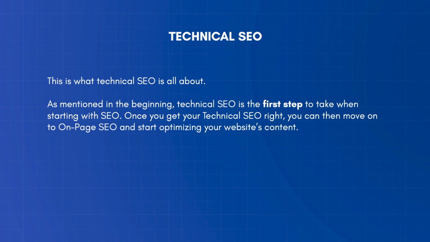As mentioned in the beginning, technical SEO is the first step to take when starting with SEO. Once you get your technical SEO right, you can then move on to on-page SEO and start optimizing your website's content.